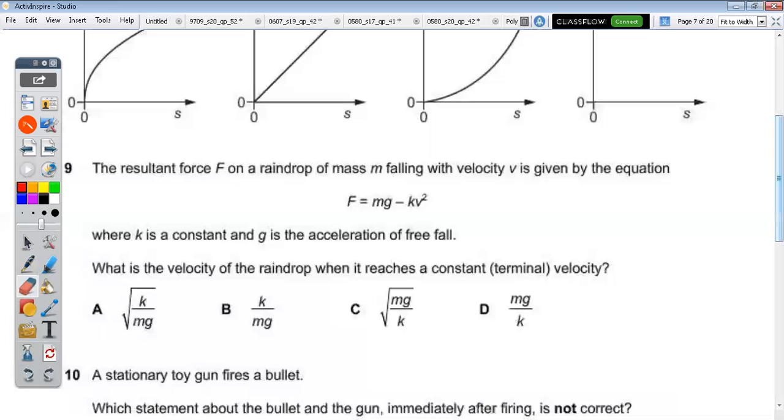A resultant force F of a raindrop of mass m falling with velocity v is given by that equation. F is equal to mg minus kv squared.